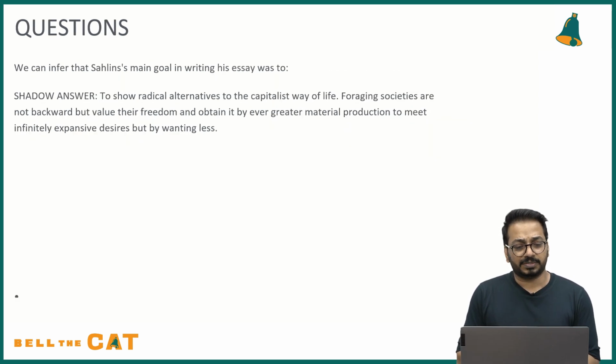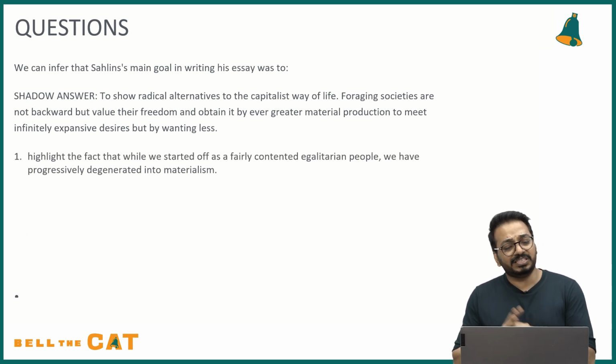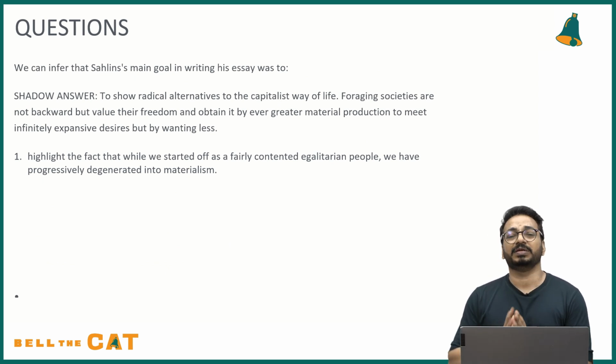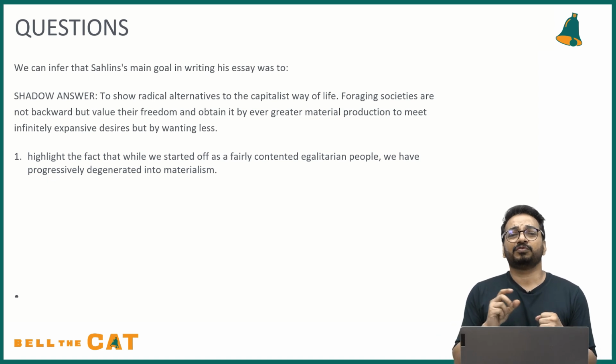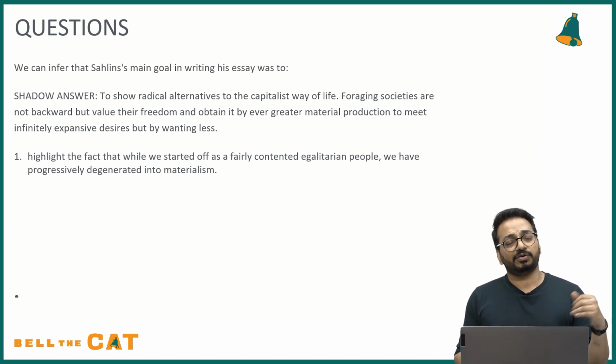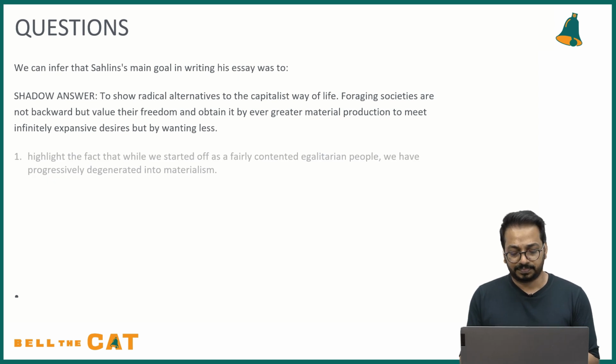Now let's go to the question. Option 1. Highlight the fact that while we started off as a fairly contented egalitarian people, we have progressively degenerated into materialism. Now, they are converting this whole thing to saying that all of us were equal before, then all of us became materialistic. Is that the main point, or is it to show an alternative? It is to show an alternative, which is why this is not the answer.